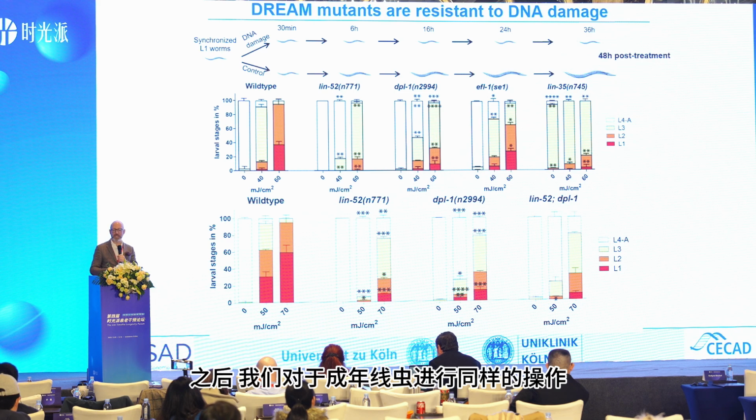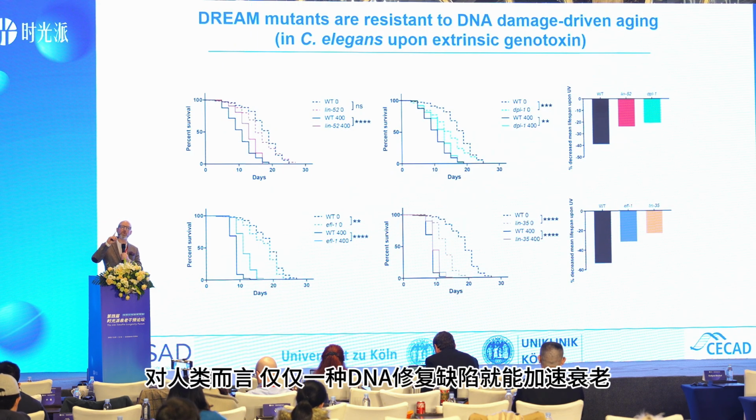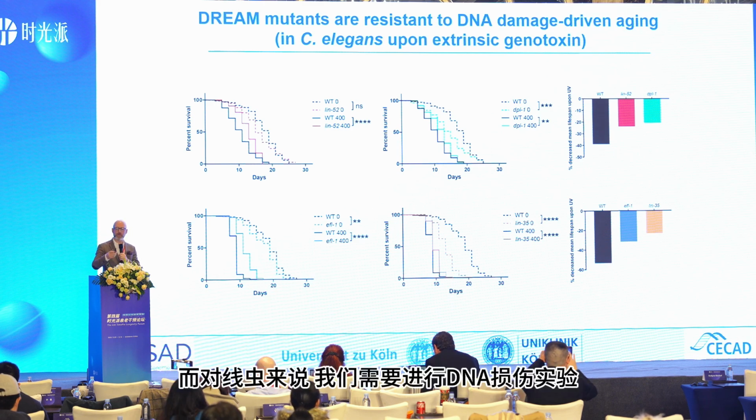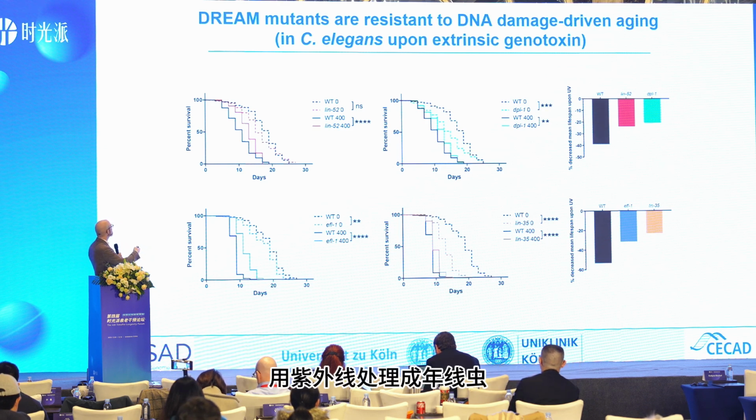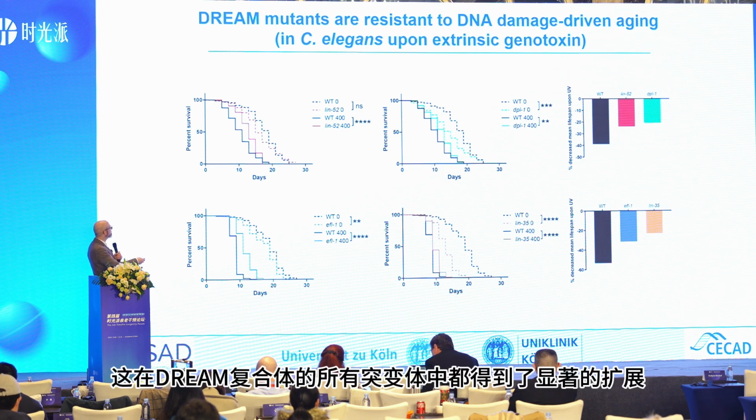Then we do the same in adults. That's one important difference between C. elegans and humans. In humans, we know one DNA repair defect is sufficient to accelerate aging. In worms, we need to apply DNA damage. We UV treat the adult animals, which in the solid lines here get damage-driven aging, and this is significantly extended in all the different mutants of the gene complex.